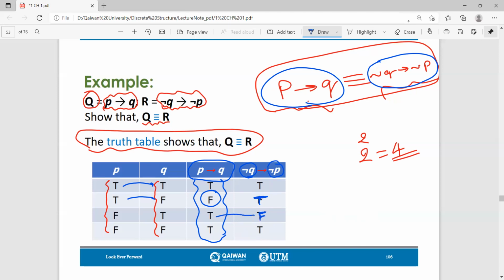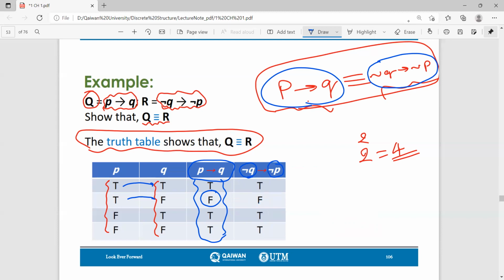Look, it's false, but here is true. It's true, here is false. So these two are not equal. We must get the same with the same order for each. So in that case, they are not equivalent.